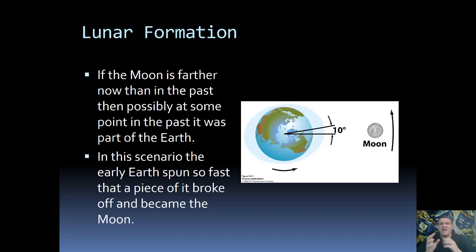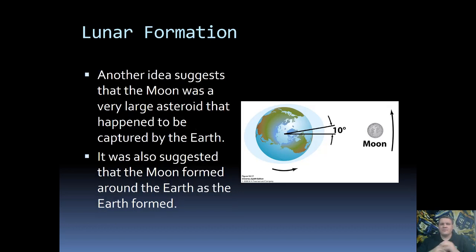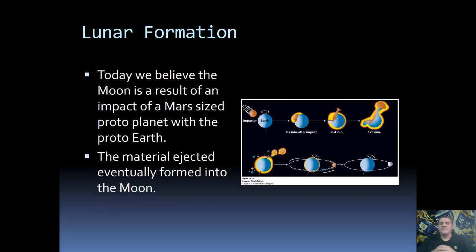Specifically, if the moon had formed in this way, it shouldn't have a lot of iron in it, and yet we know that it does have an iron core. Another idea suggests that the moon was a very large asteroid that happened to get captured by the Earth's gravity. Again, this is a really fun idea, but it doesn't work. As we look at moon rock, it is far too similar to the Earth rock for it to have formed somewhere else in the solar system and then be captured by the Earth's gravity.